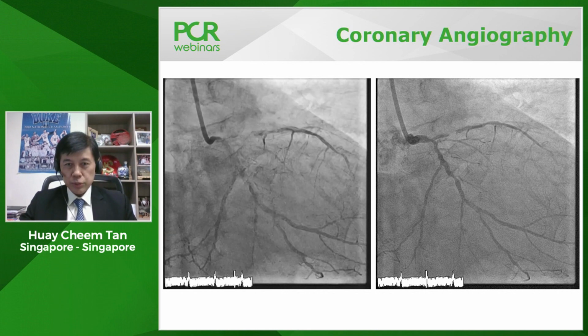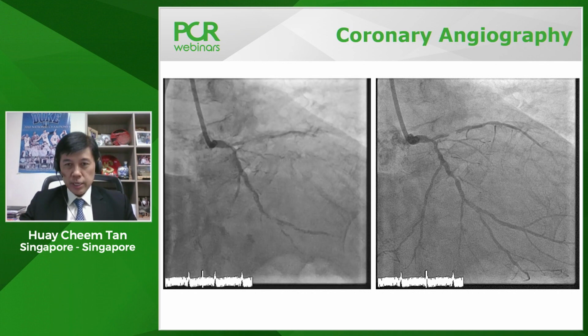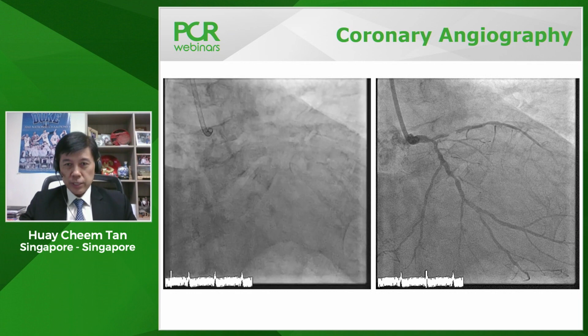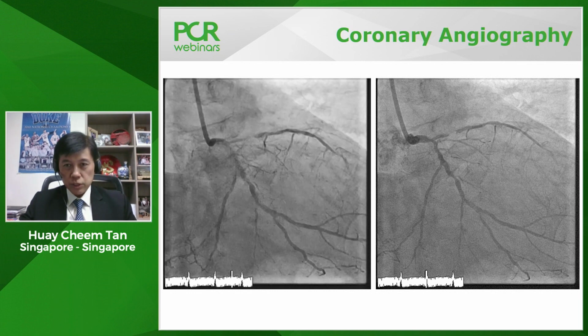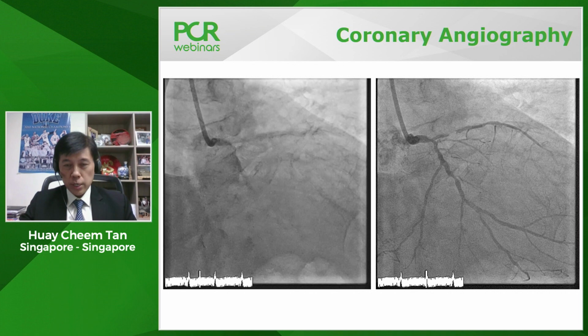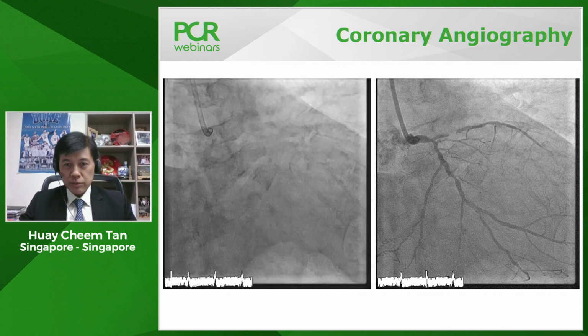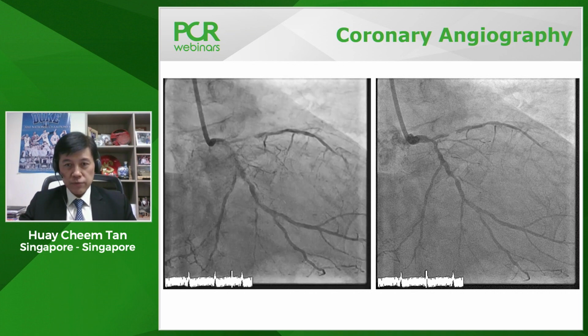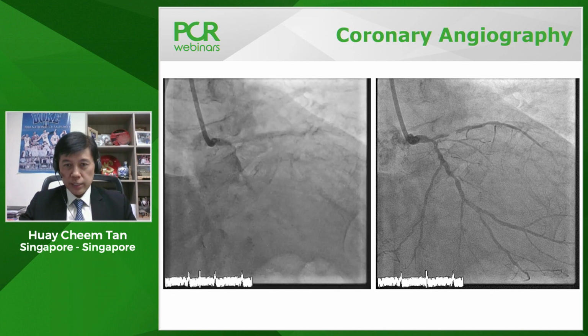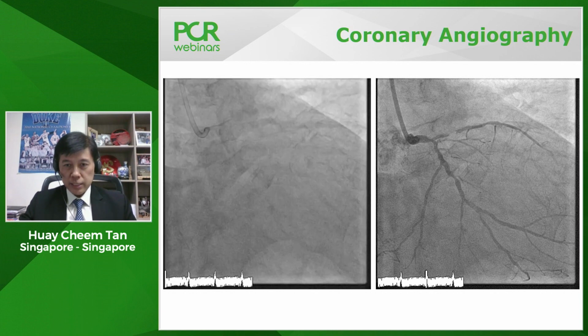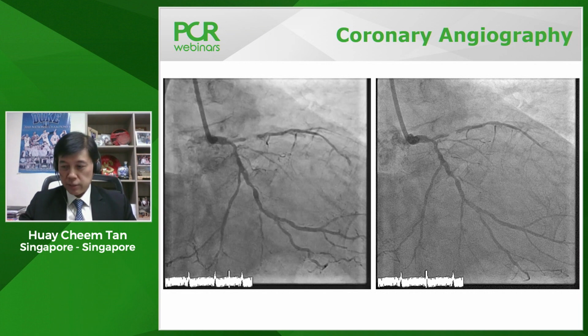This is the culprit lesion, the LAD lesion. The LAD, as you can see, is a very high grade, 95% diffuse stenosis with actually a TIMI grade 2 and degrade flow. On top of that, you can see that there is an ostial circumflex stenosis with another lesion downstream at the first obtuse marginal vessel.